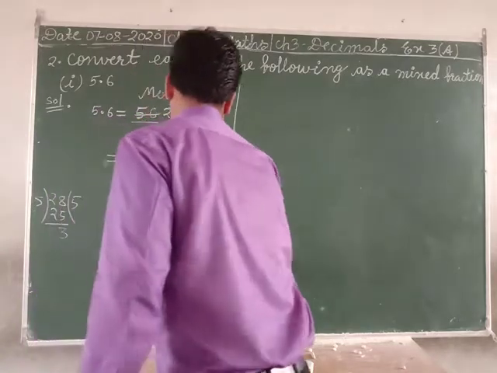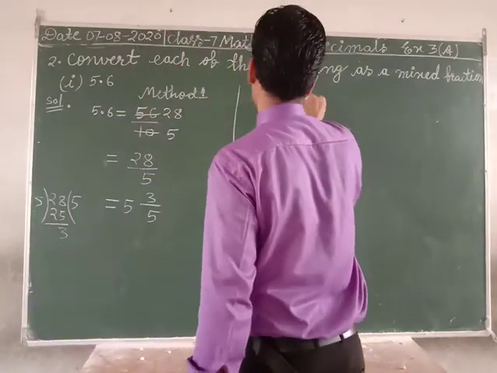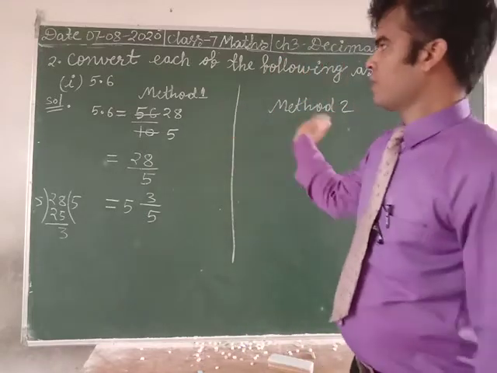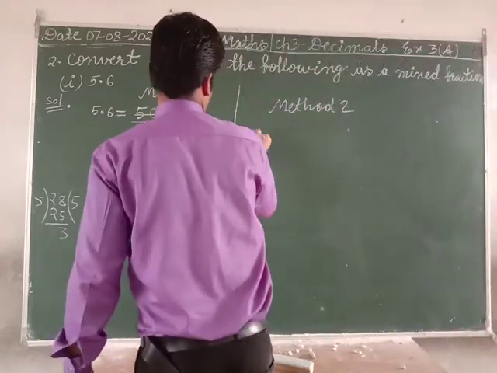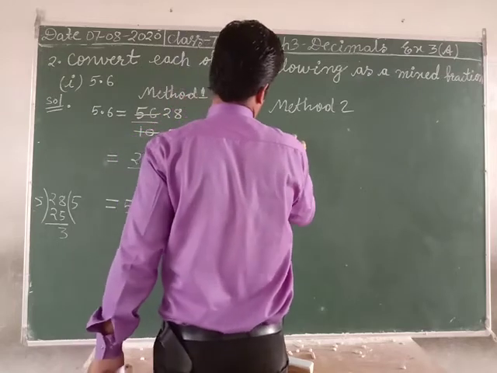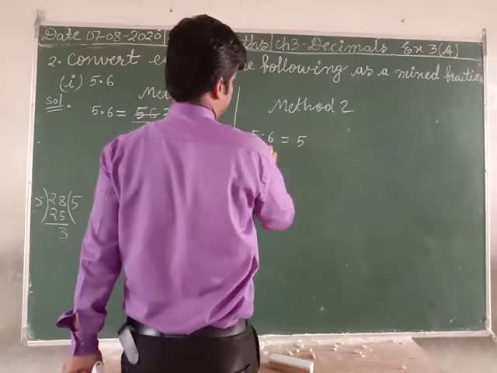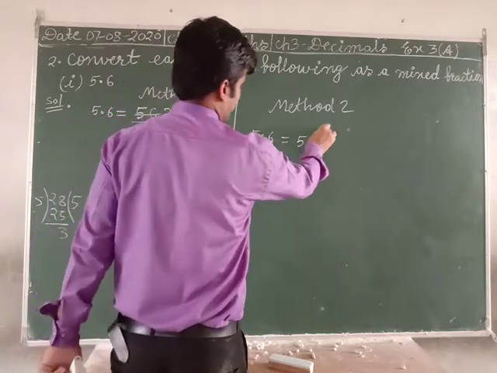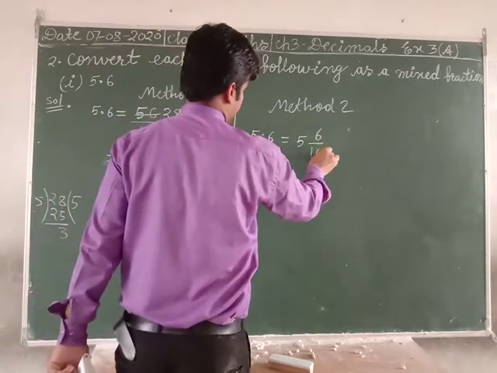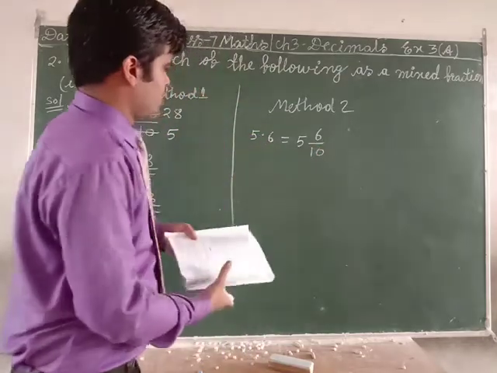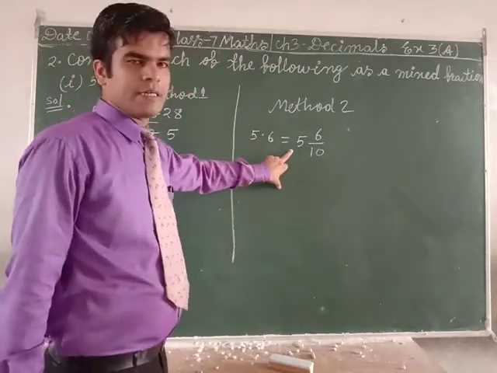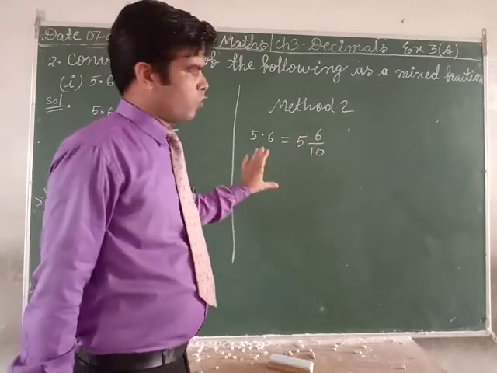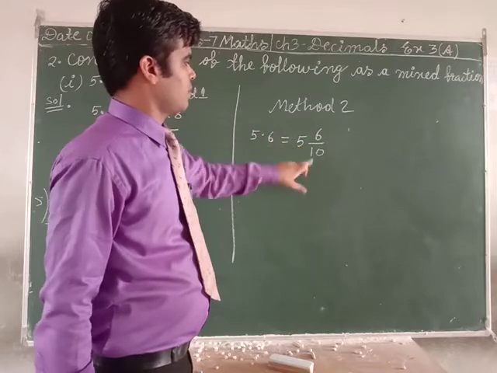Now here I am going to explain method 2. You can use any one, method 1 or method 2. So here is 5.6. We write directly 5 as the integer and then 0.6. After the point there is only one digit, so we write 6 upon 10. Means we write the whole number part as an integer and the decimal part as a fraction. Understood? Whole number part as an integer and decimal part as a fraction.